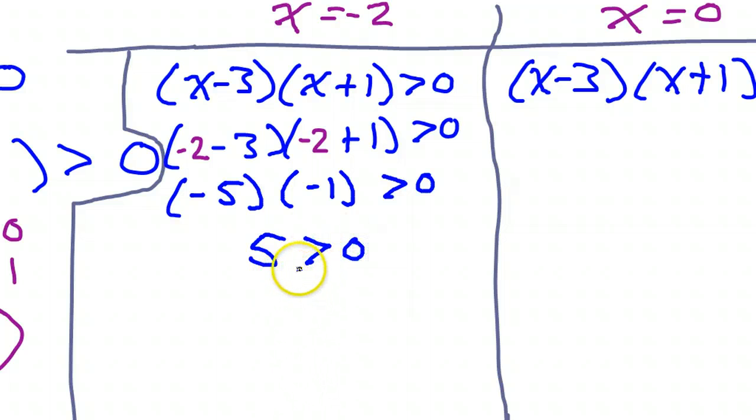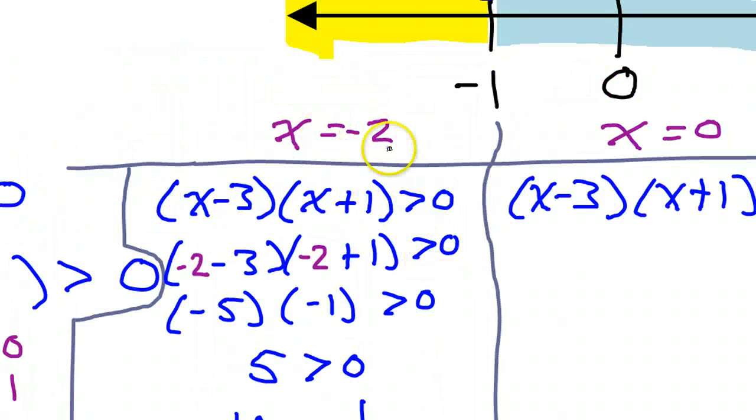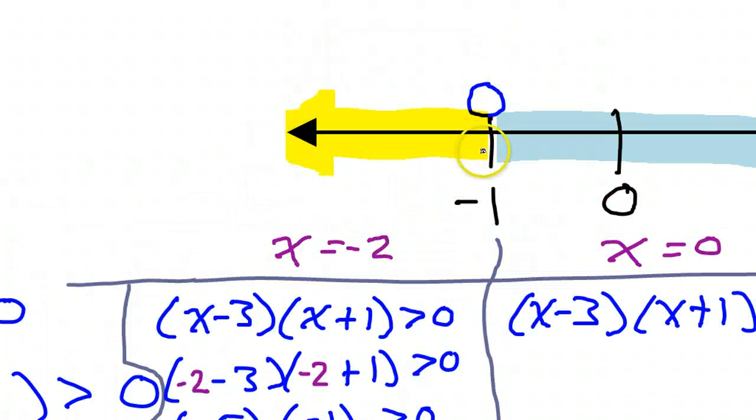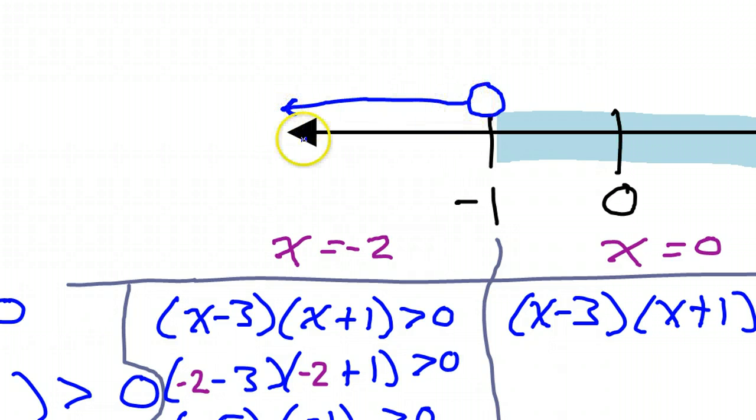And then we ask ourselves, is 5 greater than 0? Well, yes, 5 is greater than 0. That means x equals negative 2 is a solution to the inequality. That means all of these values in this yellow zone are solutions to the inequality. So we will show that these values are solutions by drawing this arrow. So everything less than 1 is a solution. So I'll draw an arrow going to the left to show that these are all solutions.